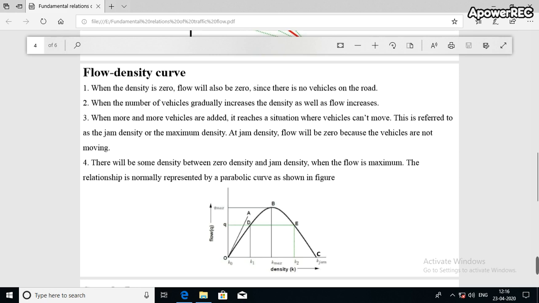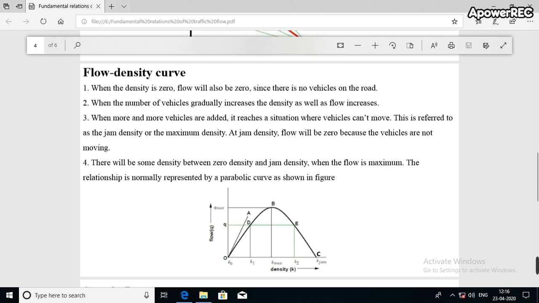This particular point B signifies the maximum flow condition, here Qmax, and the maximum density condition, that is Kmax. No, it is not jam density, it is maximum density. But beyond that, if the density increases in this way, the flow value will decrease. That means the number of vehicles present in that area will increase.